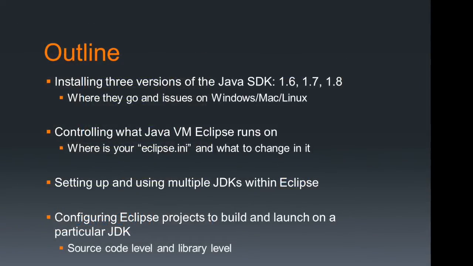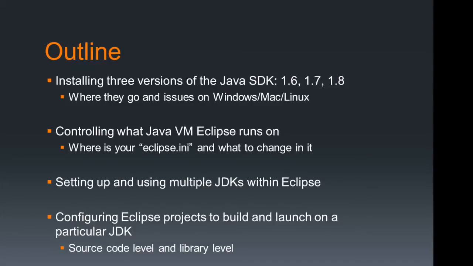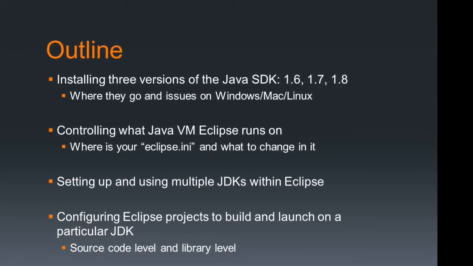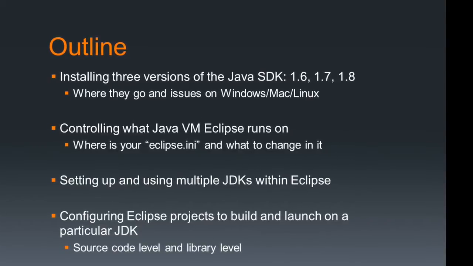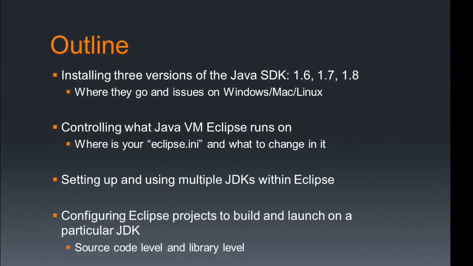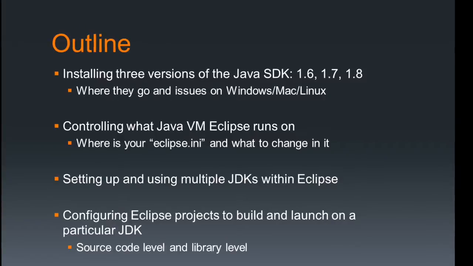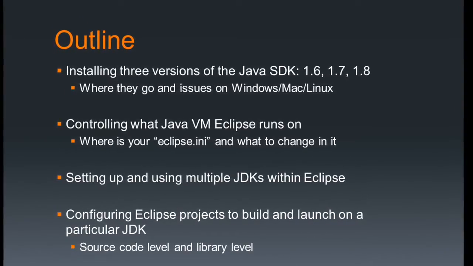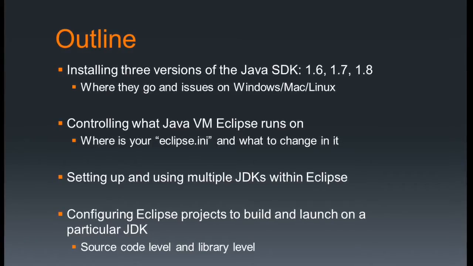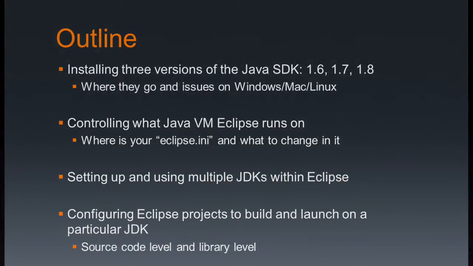In this video, we'll demonstrate installing three versions of the Java SDK on your computer, controlling what Java VM Eclipse runs on by using your Eclipse IDE file, setting up and using multiple JDKs within Eclipse, and configuring Eclipse projects to build and launch on a particular JDK and use a particular source level for compiling their code.